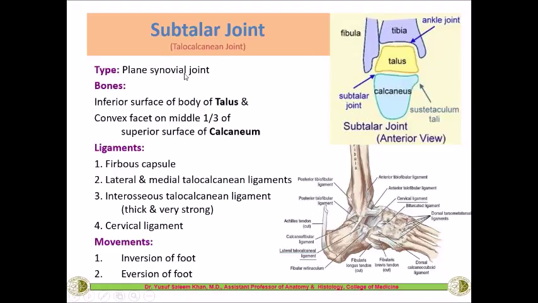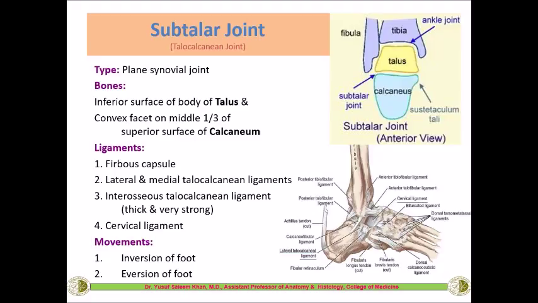This is a plain type of synovial joint. If you remember the classification of synovial joints, this was the last type, the plain synovial joint. This is an articulation between the bones, talus as well as the calcaneum: the inferior surface of the body of the talus, and the convex facet on the middle third of the superior surface of the calcaneum. These are the two articular surfaces which are facing each other.